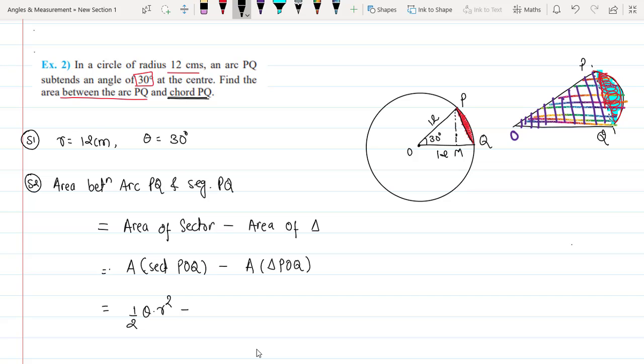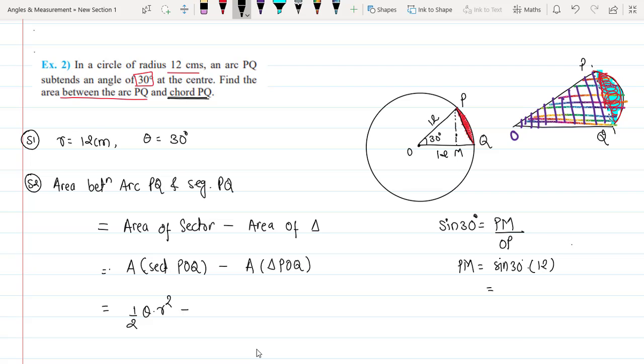Now in this, if I use sine theta, that is sine 30 degree, what is it? It's always opposite divided by hypotenuse. It's PM divided by hypotenuse OP. So I want the distance PM. So PM length is equal to sine 30 into OP. OP is how much? It's 12. Sine 30 कितना रहता है?